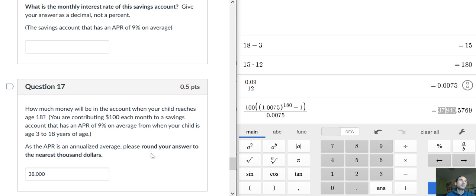So roughly, if you were lucky enough that the investment rate was on average 9% a year, then you'd have approximately 38,000 in there by the time the child is 18, or you could even round that to 40,000 if you wanted to as well, right?